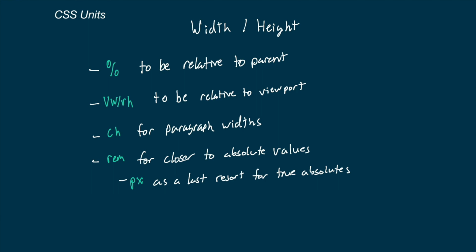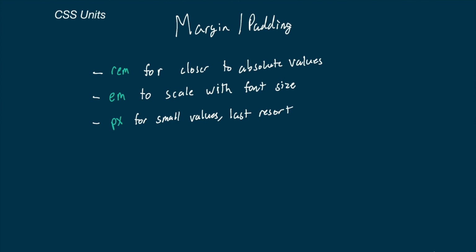And as a last resort, if you absolutely need the width or the height to never change, pixels can be used sparingly. However, do keep in mind that this can be detrimental to accessibility, so we'll want to be careful using these. Next, let's look at margin and padding. For these, I tend to prefer using REM units for the same reason as widths and heights. They feel consistent and absolute, but will still scale with user preferences.